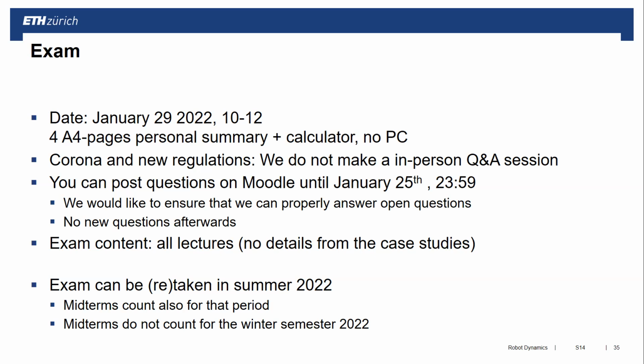If you fail now and you take it in summer, the midterm will also count for that. If you fail in summer, you can retake it next winter. You can anyway take it next winter, but if you take it next winter, you have to re-enroll for the class, which means midterms from this year are out of the game. Either you redo the midterms, or they will not count. Does that clarify everything related to the exam?